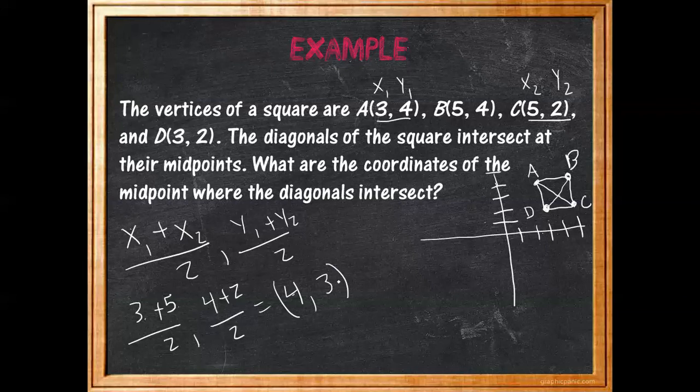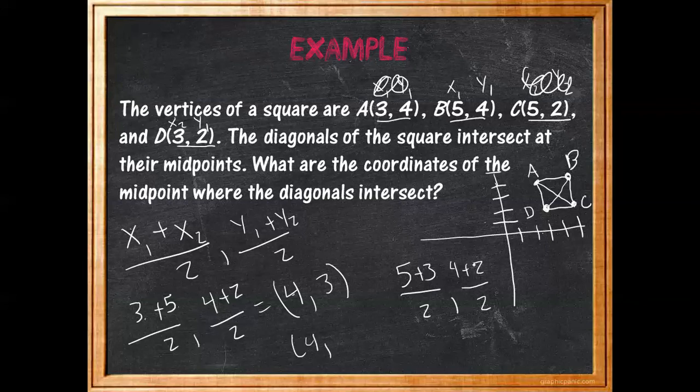We're assuming that's where they intersect, but it's good to check your work, so let's also find the midpoint of line BD. Now we're going to name this x1, y1 and this x2, y2. So 5 plus 3 divided by 2, and 4 plus 2 divided by 2. 5 plus 3 is 8 divided by 2 is 4. 4 plus 2 is 6 divided by 2 is 3. So the coordinates of the midpoint where the diagonals intersect is 4, 3.